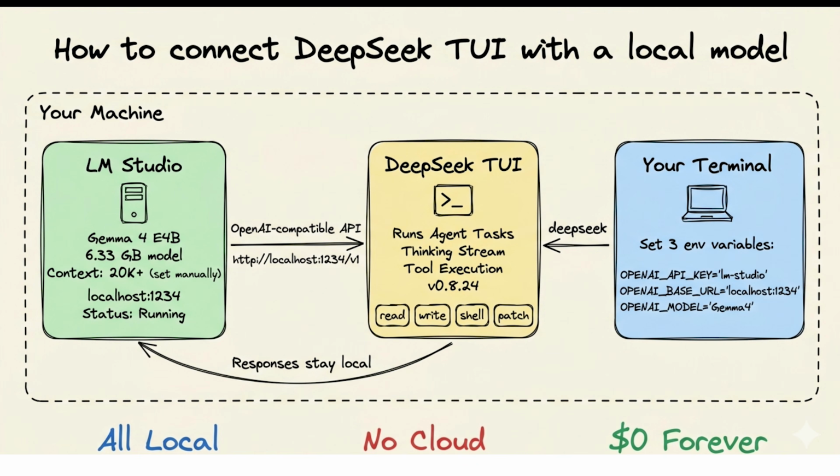Alright, let me quickly show you how to connect this with a local model. So everything runs entirely on your machine, no API calls, no cloud, completely offline. I'm using LM Studio for this one. It's free. It runs on localhost on port 1234 with an OpenAI compatible API. So I've got Gemma 4 loaded here, about 6 gig, running locally.